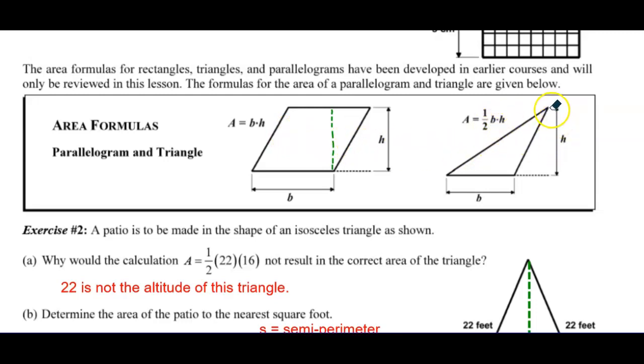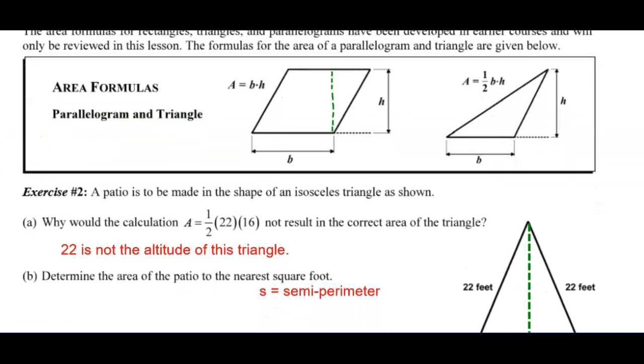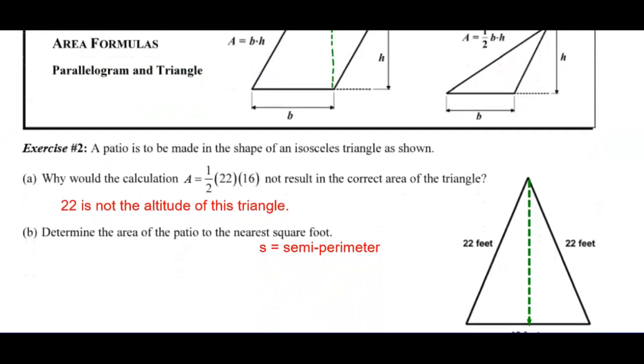Same thing with triangles. You need a perpendicular to a base, which sometimes is one of the sides of the triangle if it's a right triangle, and sometimes it's outside if it's obtuse, or it could be inside as well. So we have those two formulas to go off of. We're looking at exercise 2.